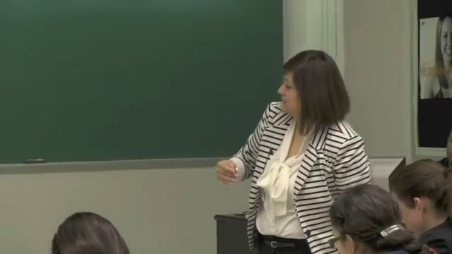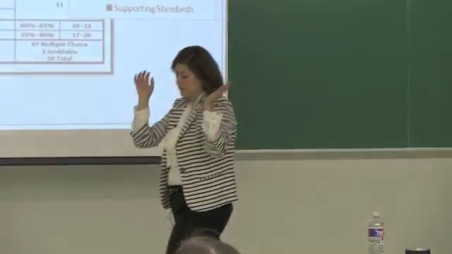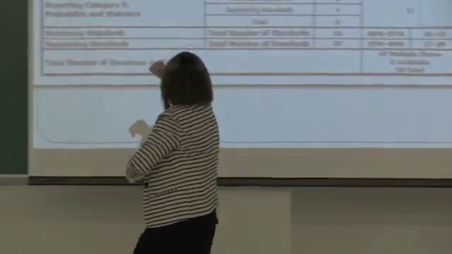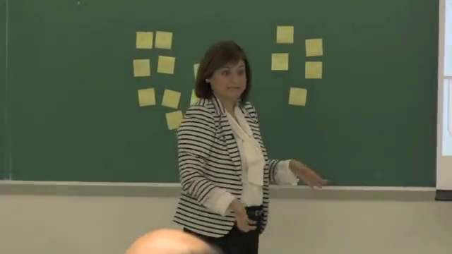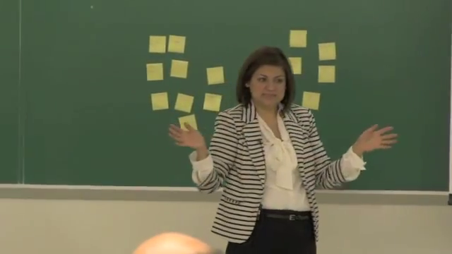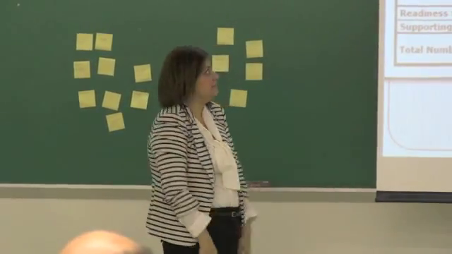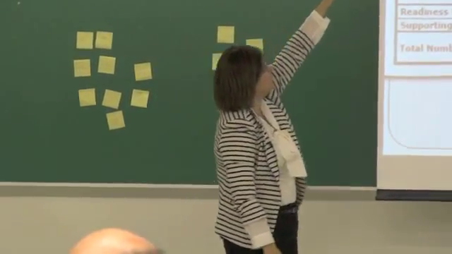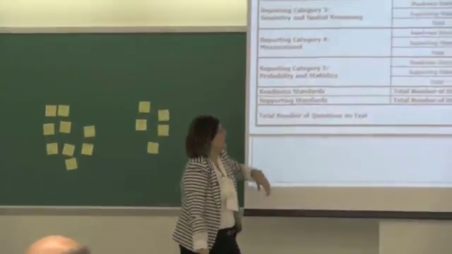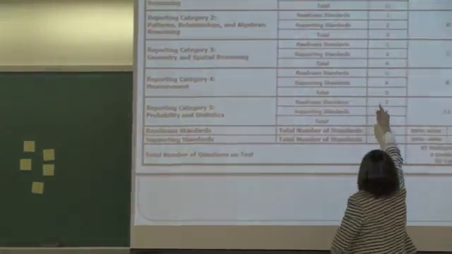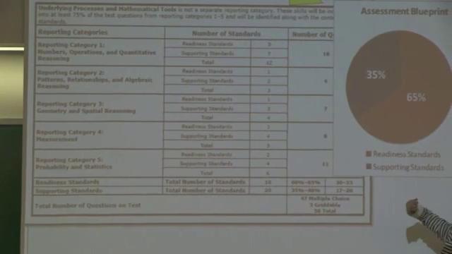All right, so the state says, this is my math blueprint. These are from TEA. If you Google on the web, you will find them. We used to call them objectives. Now we call them categories. Okay? Any subject, if that's tested, your TEKS are broken up into categories. So you have reporting category 1, numbers, operations, and quantitative reasoning. And the state is telling you how many of your standards are going to be tested.